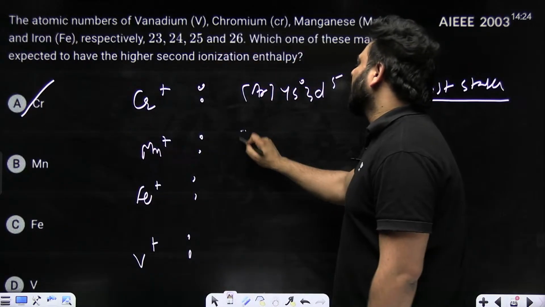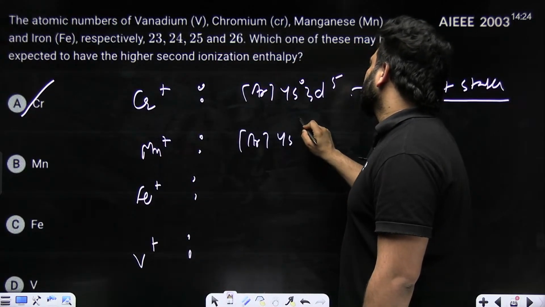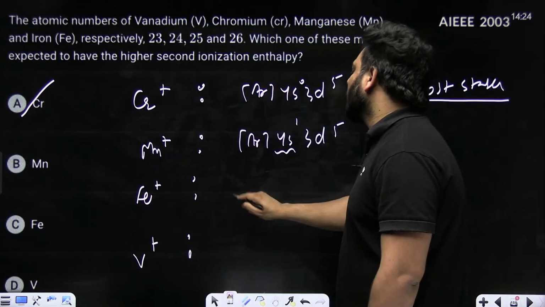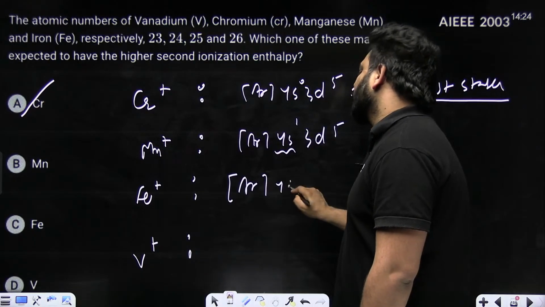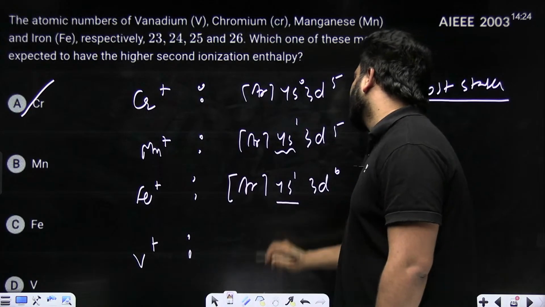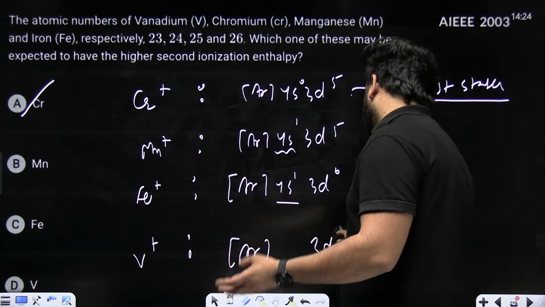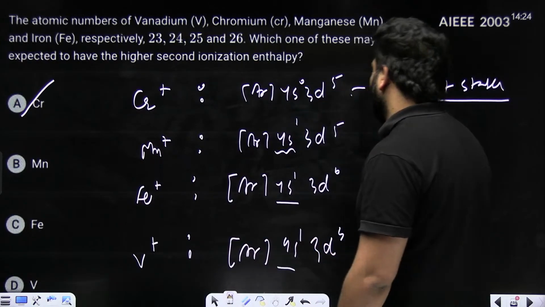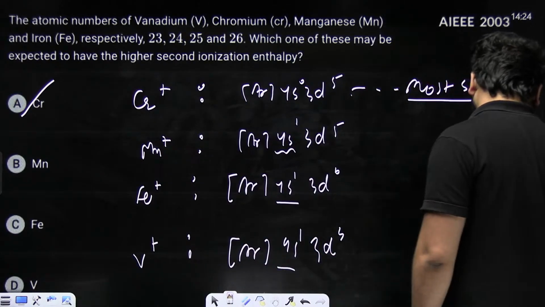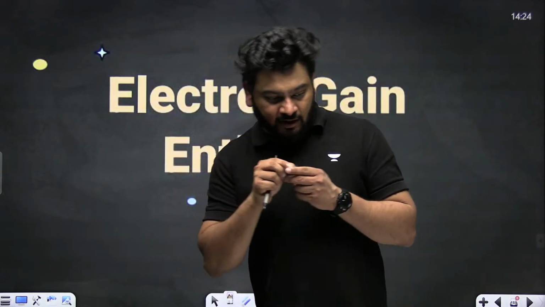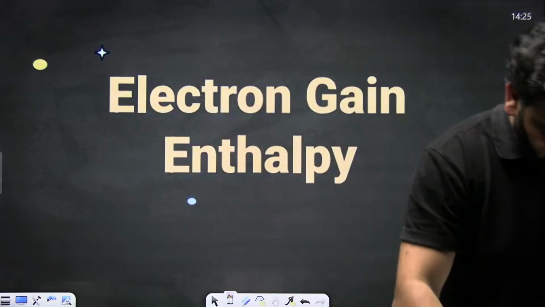If we check the other, it will be argon 4s1 3d5. Easily this one electron can be removed. If we talk about argon, it is also 4s1 3d6. This is easily removed. This is argon, scandium, titanium, vanadium 3d3 and 4s1. Again, this can be eliminated. The correct answer should be A. So from here, we'll try to cover in the next session, in our next class.